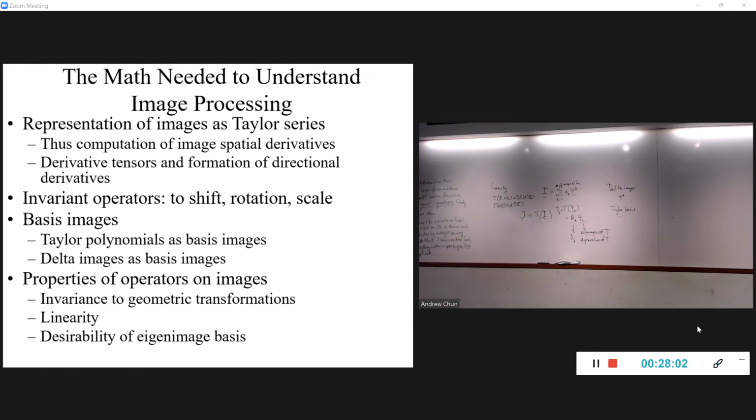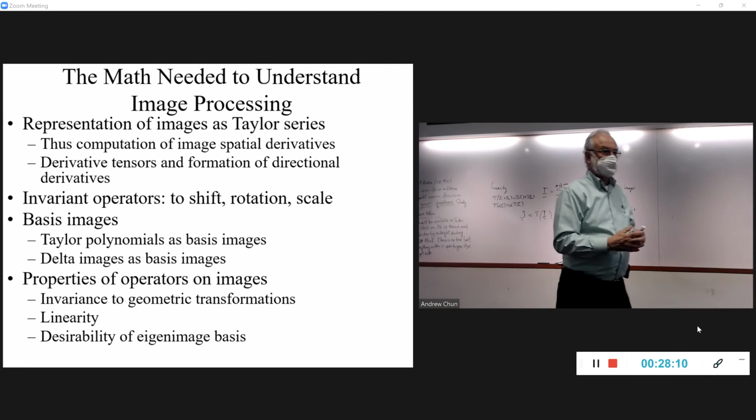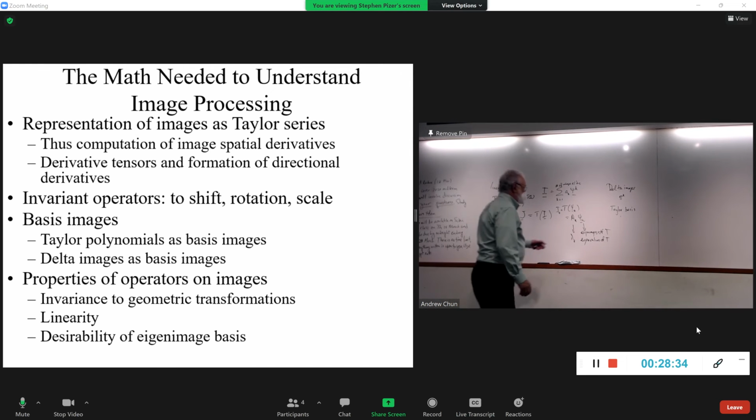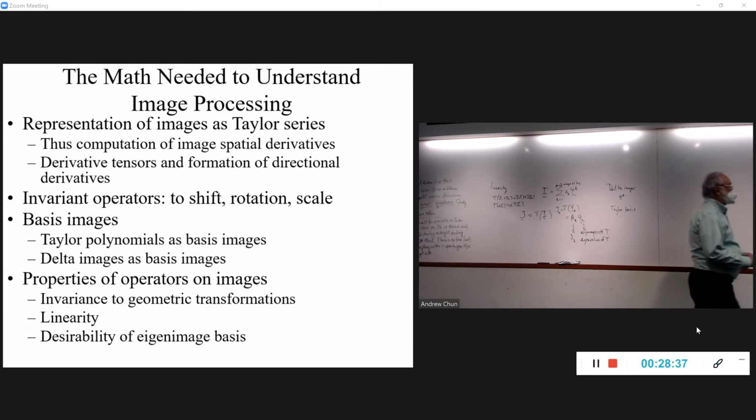And then we saw the interesting property that for the shift invariant linear operators, they shared the same eigenimages, the sinusoids. Each operator had its own eigenvalues, its own coefficients, but they all shared the eigenimages.